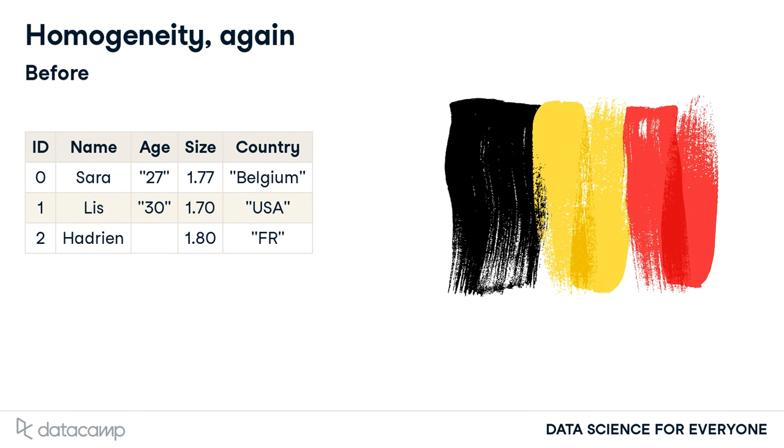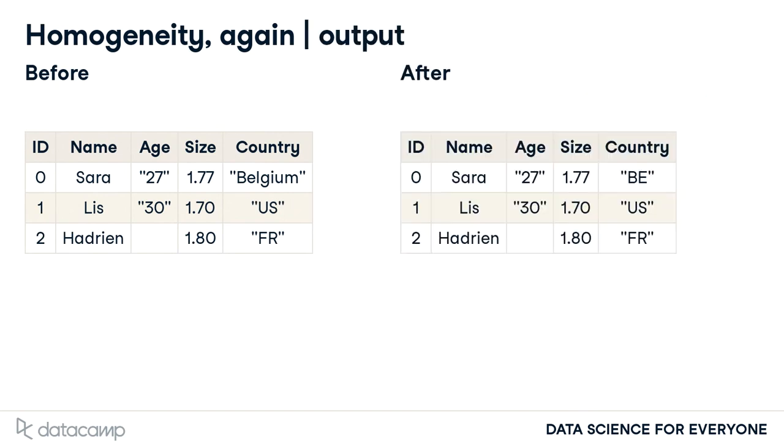Similarly, countries should follow the same format. The United States and France are abbreviated, but Belgium is written in full. Let's fix that. Looking better already.